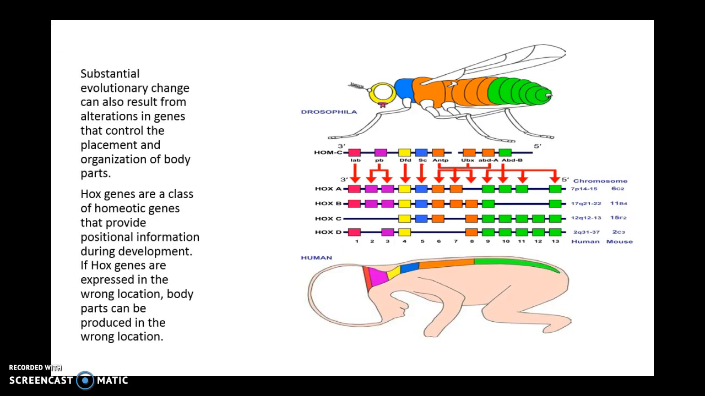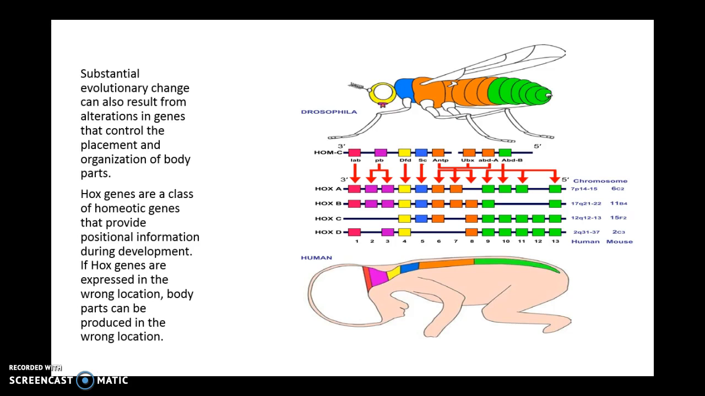And then at the genetic level, you have the capacity for evolutionary change in terms of genes that control body placement and organization of body parts. We know this class of gene, it's called the Hox genes. They provide positional information during development, meaning here's the head and here's the tail.